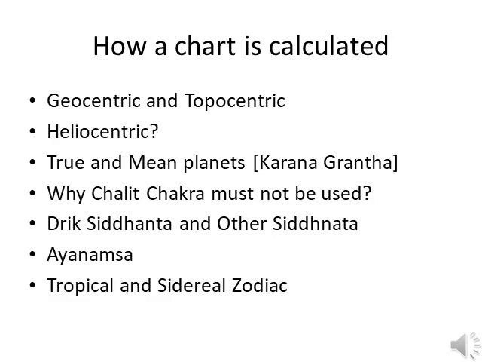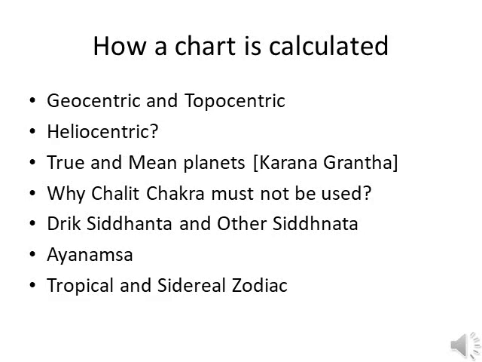Now the fourth point, why Chalit Chakra must not be used, is already explained by me, so I'm leaving it. And the fifth point is Drik Siddhanta and other Siddhantas. Once again, the Drik Siddhanta is the true position of planets, and other Siddhantas give the mean position of planets. Because I have already explained the true and mean position of planets and Karan Grantha in detail, I don't need to explain too much on this topic.